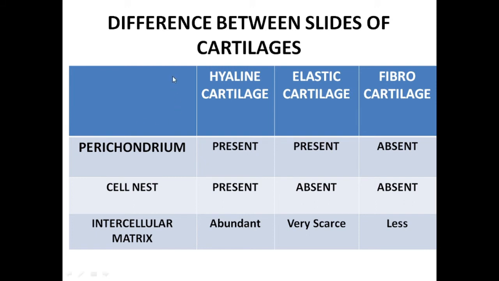To sum up the differences, so that we can easily identify the slide, first we can look for the perichondrium. If it is absent, then it is fibrocartilage. If it is present, then it is either hyaline cartilage or elastic cartilage. Look for the cell nest and the intercellular matrix. If the cell nests are present and the matrix is abundant, then it is a hyaline cartilage. Otherwise it is a slide of elastic cartilage. So this way you can differentiate the slides of the three cartilages in a very simple manner.